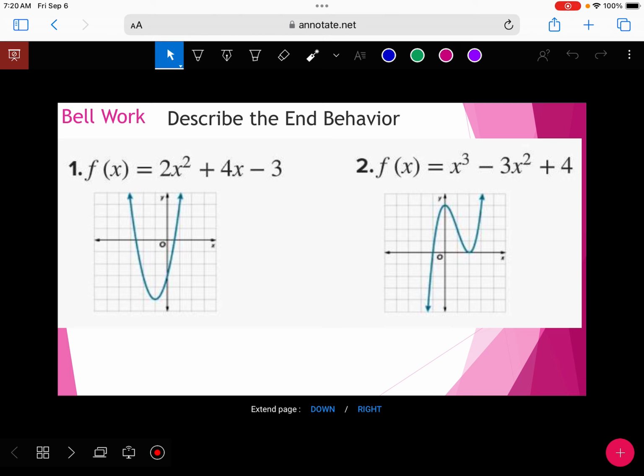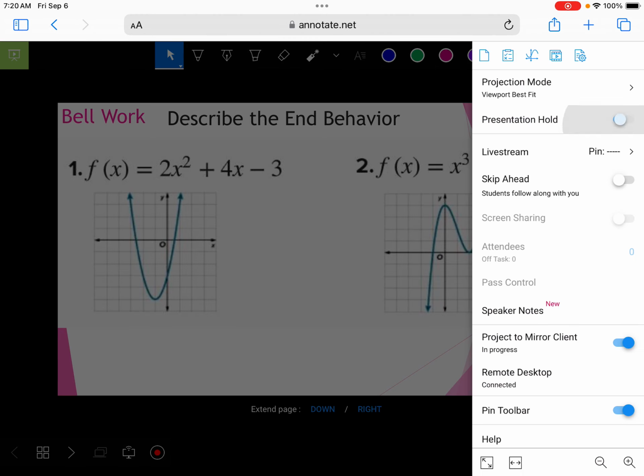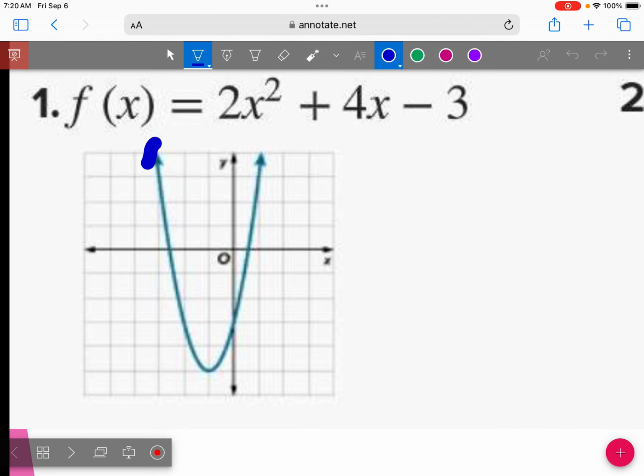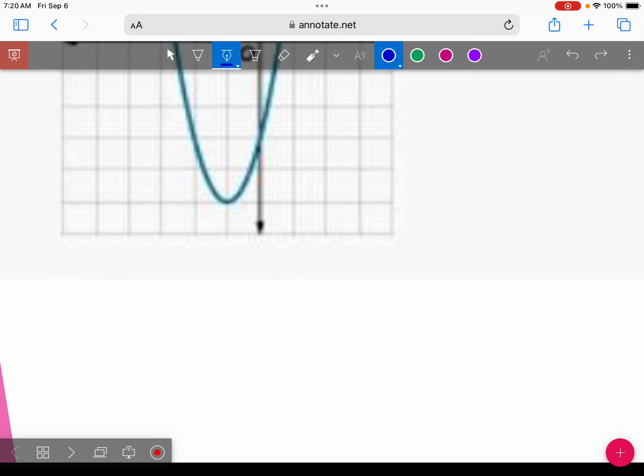So end behavior. This is when we're describing our arrows. We need one for my left arrow and one for my right arrow. So how do I describe my left arrow? As x approaches negative infinity, what happens to my f of x, my function, my y? F of x approaches positive infinity.